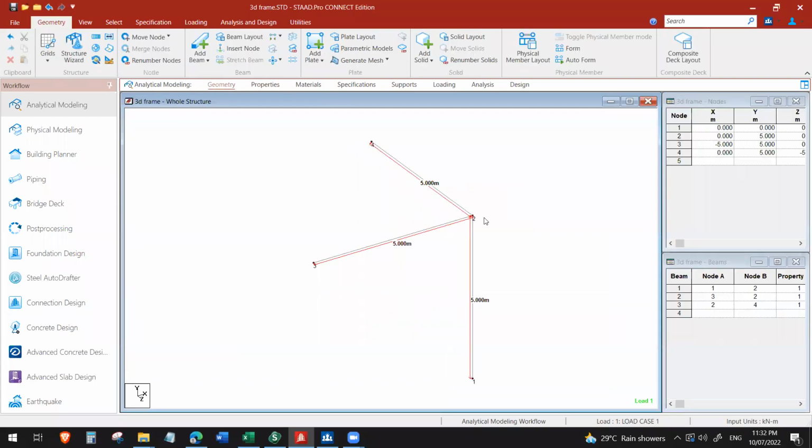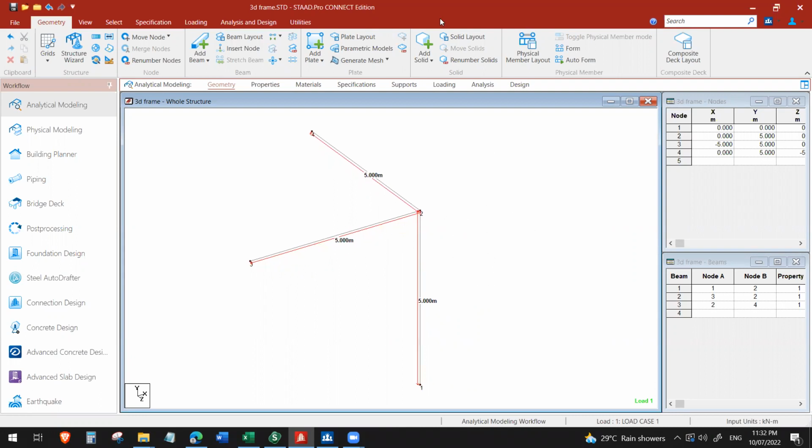Okay, so in this lecture, let's discuss 3D frame matrix analysis. A complete 3D frame has a 12 by 12 stiffness matrix for each member. So that's the stiffness matrix of a complete 3D space frame. For example, this member here.